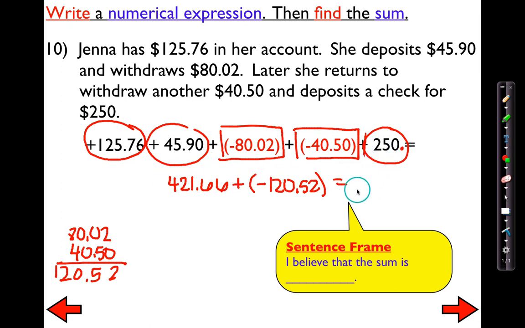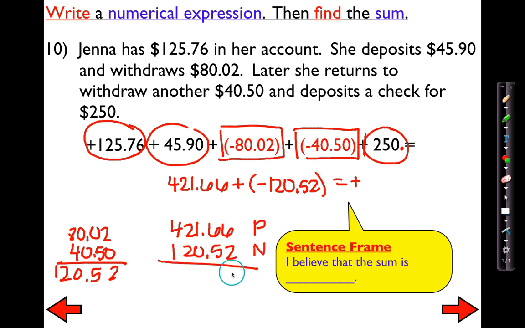There's definitely more positives, which is a good sign. That means Jenna is not in debt. So let's go ahead and figure out how many more positives there are than negatives. We have $421.66. Then we have $120.52. How many more positives were there than negatives?